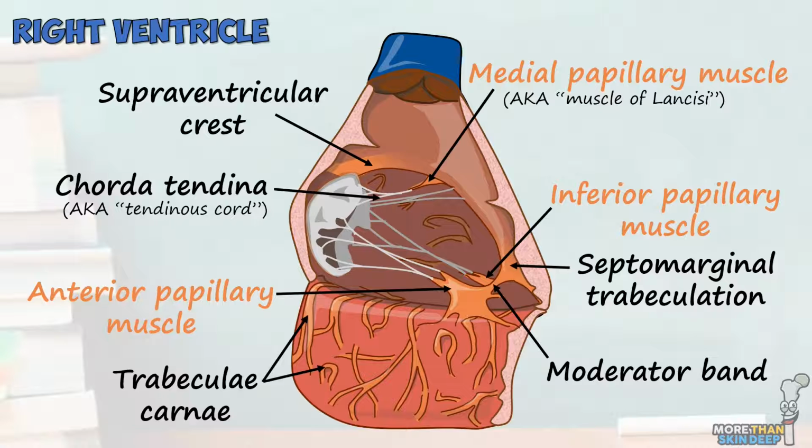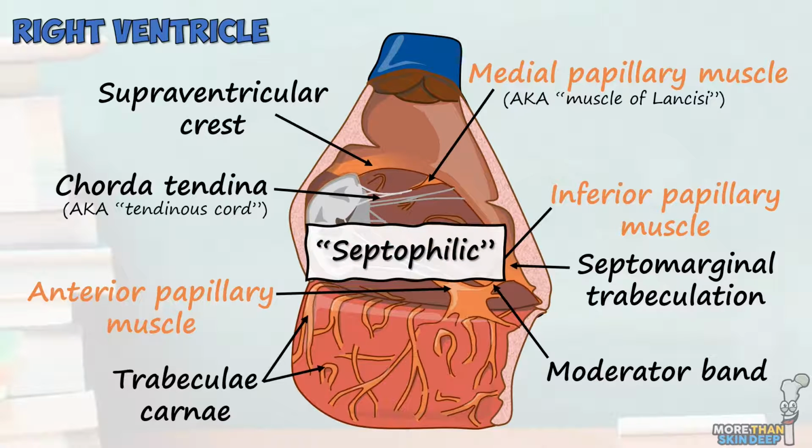One unique feature of the right ventricle is a group of chordae tendineae which attach the septal leaflet directly to the interventricular septum. This is not seen in the left ventricle, and thus the tricuspid valve can be described as septophilic, unlike the septophobic mitral valve.